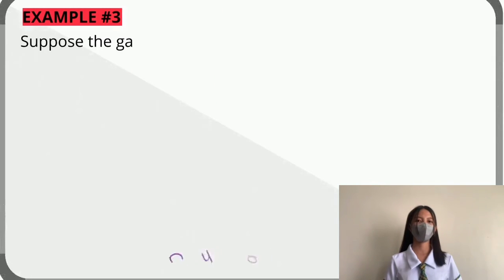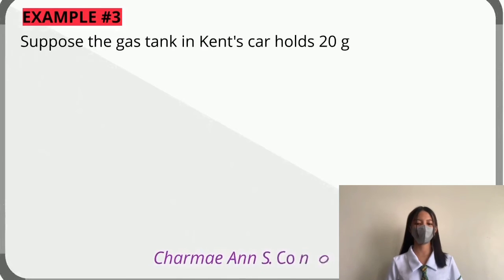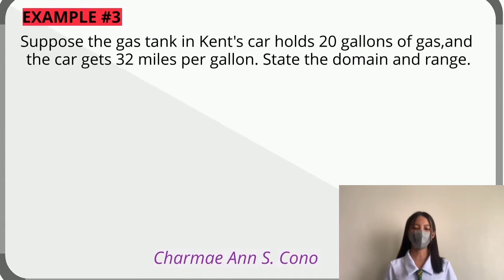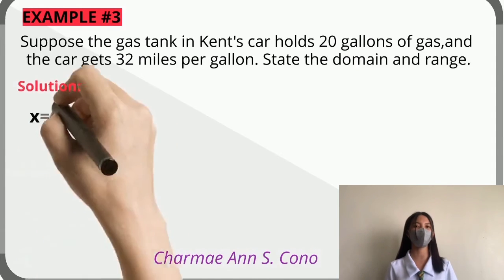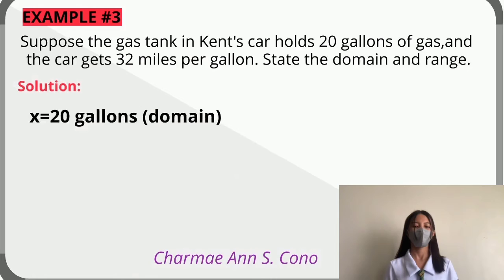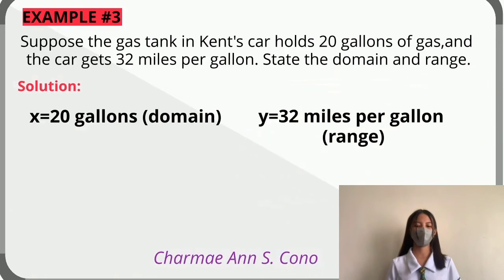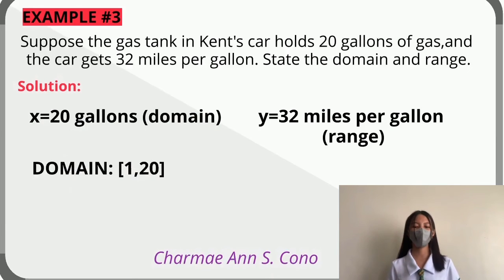Example number 3. Suppose the gas tank in Ken's car holds 20 gallons of gas and the car gets 32 miles per gallon. State the domain and range. The value of our X in this situation is the number of gallons Ken's car holds, and Y is the number of miles the car can travel per gallon. So our domain can be written as open bracket 1 and 20, which means all the numbers between 1 and 20 are included, including also the numbers 1 and 20.